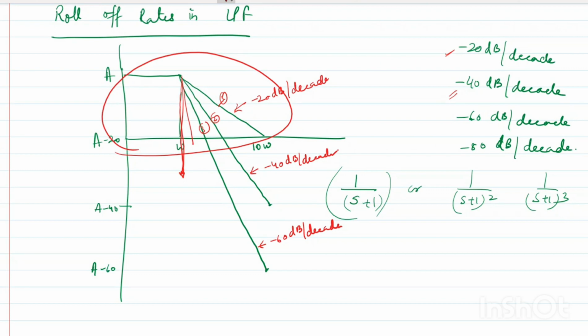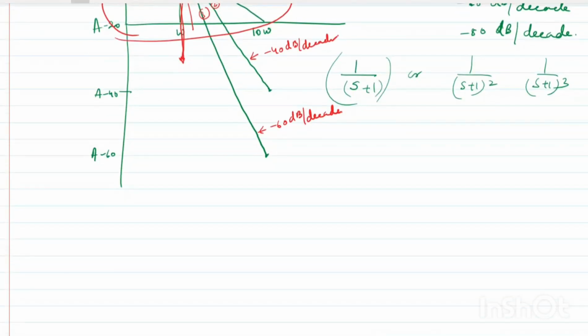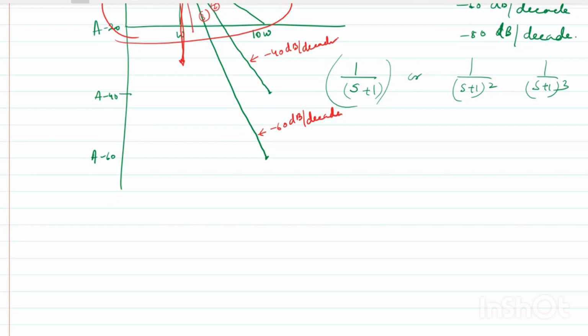This is just to show you that when we have the diagram of the frequency response, from there we can get the order of the filter, or when we have the order of the filter we can draw the response. So this is about the roll off rates in low pass filter.